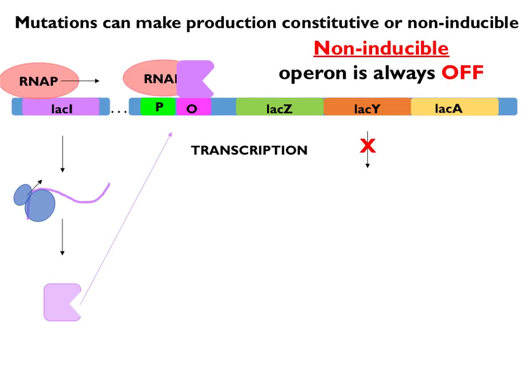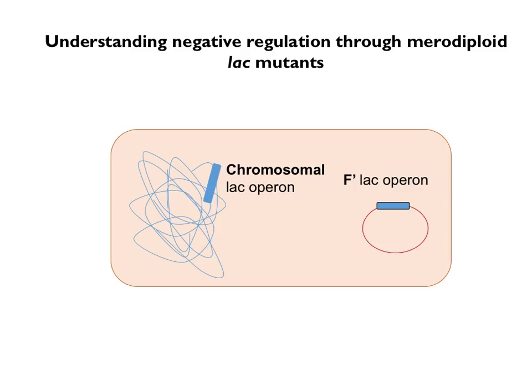And so to analyze different mutants, Jacob and Monod developed merodiploid Lac mutant strains by conjugation. And so what I'm showing you here is a very simple representation of an E. coli cell. And this blue rectangle is meant to represent a copy of the Lac Operon on the bacterial chromosome.